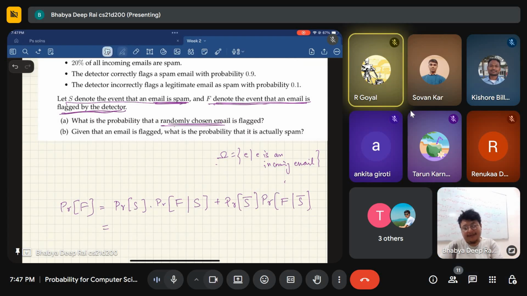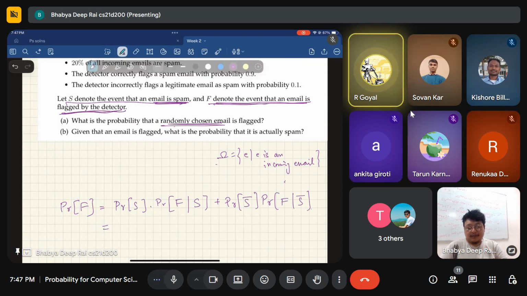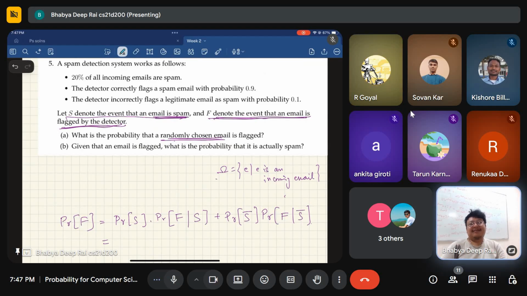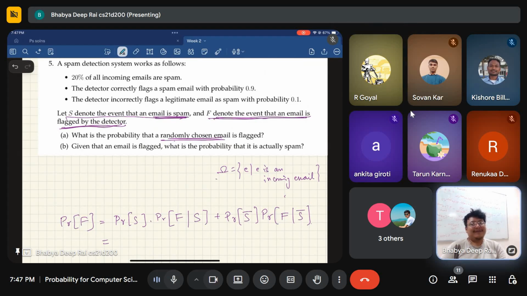So, sorry, go ahead. I just said that if this calculation, 0.26, is correct, then this answers the second question as well, wherein I'll just pick the first part of the term on the right hand side and divide it by P of F. Given an email is flagged, what is the probability that it is actually spam? There we'll use Bayes again, right? But before we get into that, let's just finish this part.